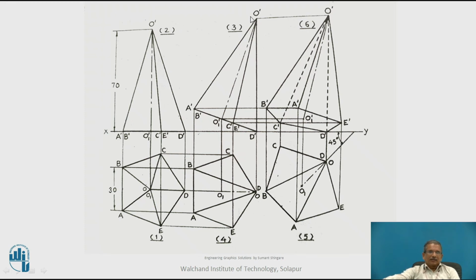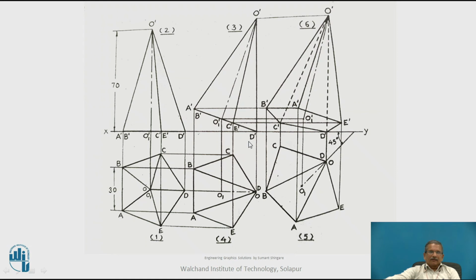So while joining OA, OB, OC, OD and OE, you have to take care that the peripheral line must be dark. So OB and OE of course will be dark. Then OC and OD will be dotted because OC is away from the observer and OD is also away from the observer, lying on the same point. But here you have to draw this line as a dotted line. So draw OC, OD dotted and other lines will be dark lines. Now it satisfies all the conditions.